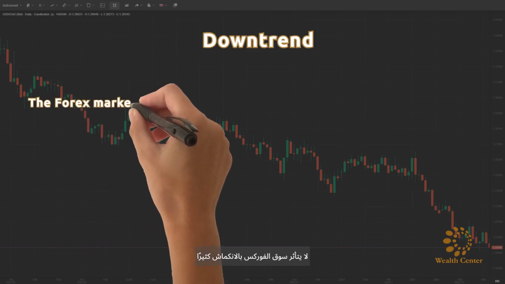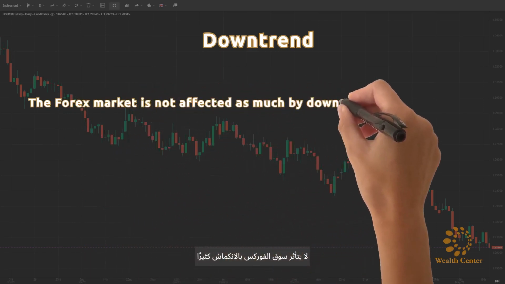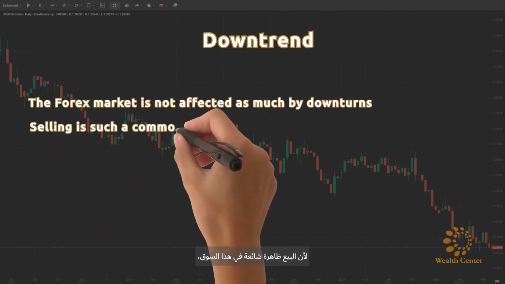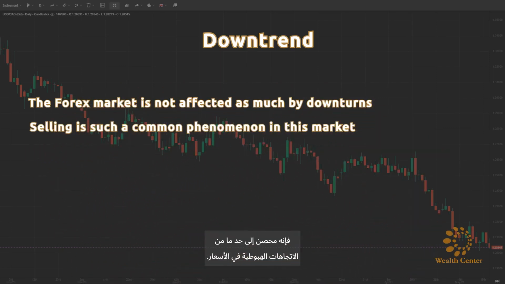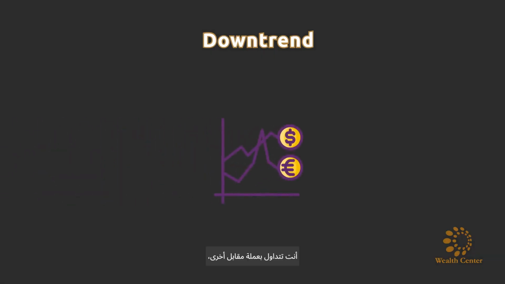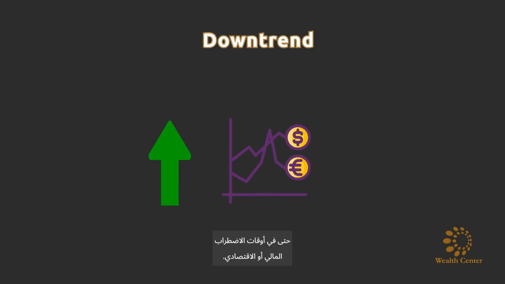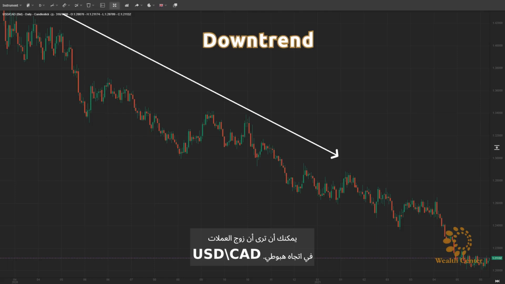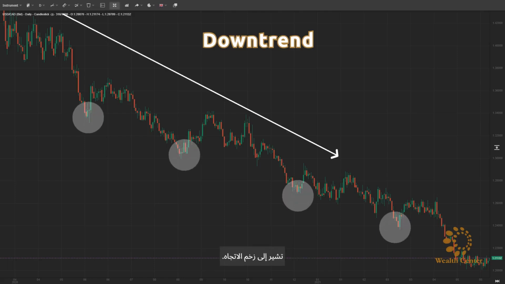The Forex market is not affected as much by downturns as other financial markets. As selling is such a common phenomenon in this market, it is fairly immune to downward trends in price. You trade one currency against another, which means something is always going up, even in times of financial or economic turmoil. On this chart, you can see that USD CAD is in the downtrend. The continuous lower lows are indicating the momentum of the trend.